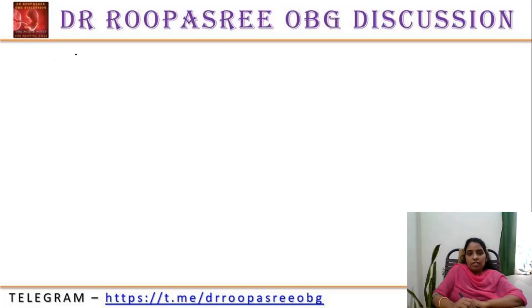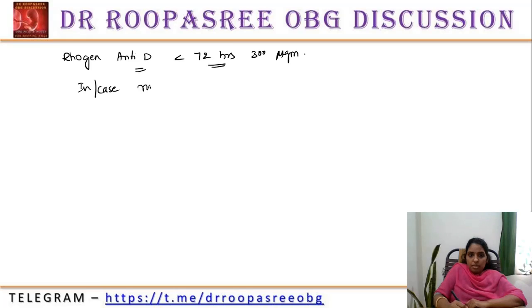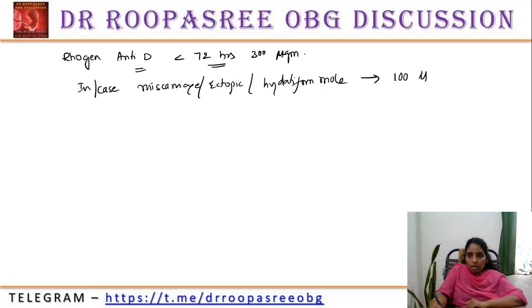Now, after delivery is completed, I have said that Rhogam or anti-D within 72 hours you should give a dose of 300 micrograms. In case of miscarriage, ectopic, hydatidiform mole, a dose of 100 micrograms should be given. Okay, 100 micrograms should be given.